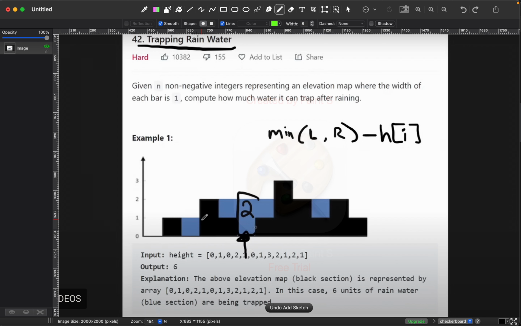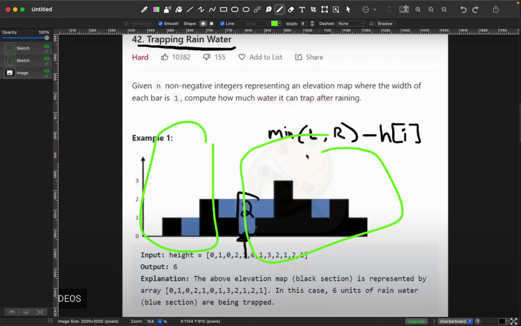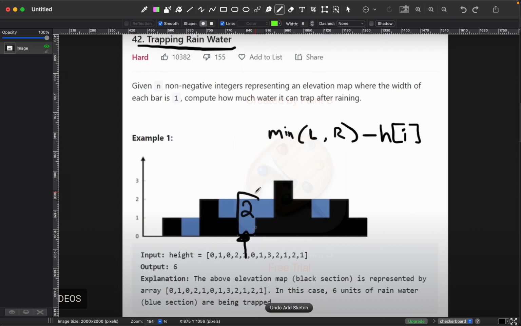So let's move on to the next one. We've got this entire place and this entire place. The max over here is 2, and here is 3, so the minimum of both is 2. 2 minus 1 will be 1, which is correct. Now move on to the next one.